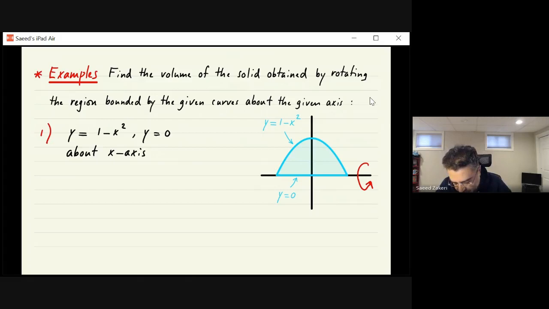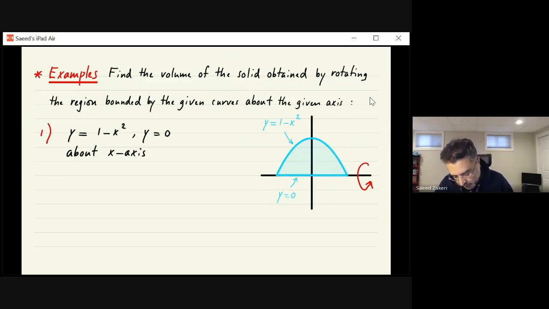When I do that, just to imagine what happens when I take this blue region and rotate it around the x-axis, I will end up with a solid that looks like this. Something like an onion, pretty much like a football, not a round thing, but it's kind of pointy here and here, but it's something like that. So we want to find the volume of this thing.